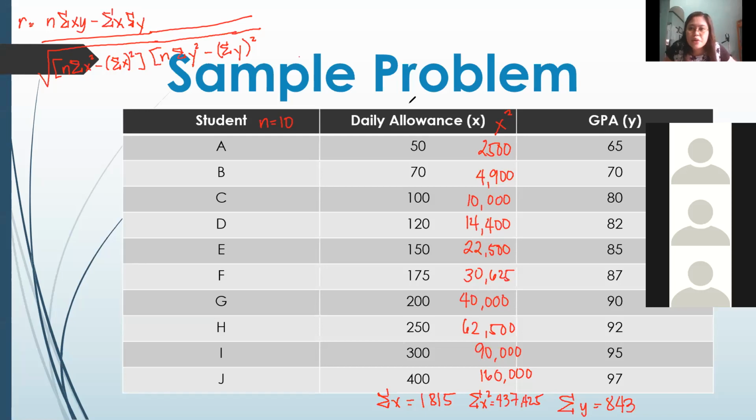437,425. Okay. So, what will we do, class, in the second group? Square all the scores. So 65 squared is 4,225.